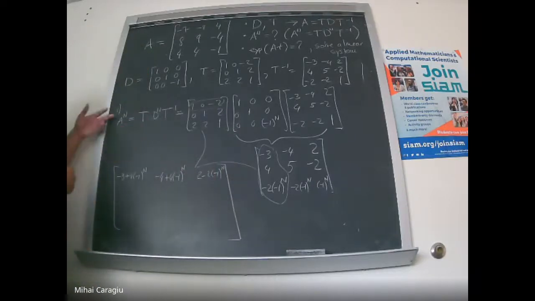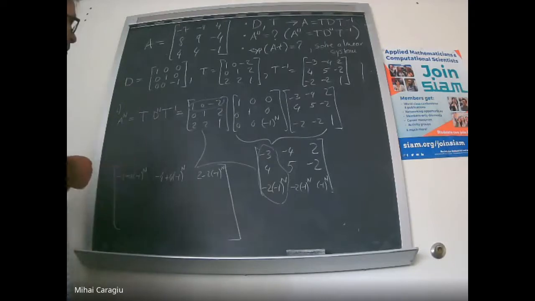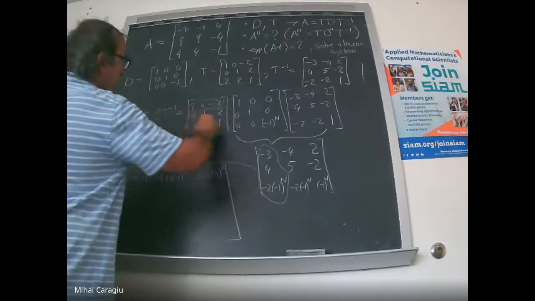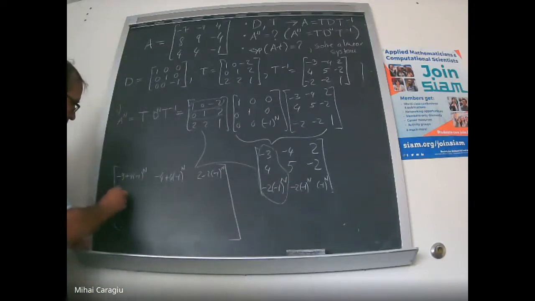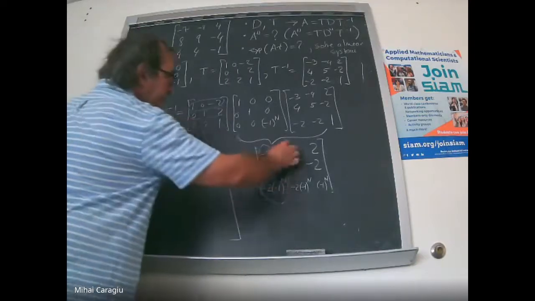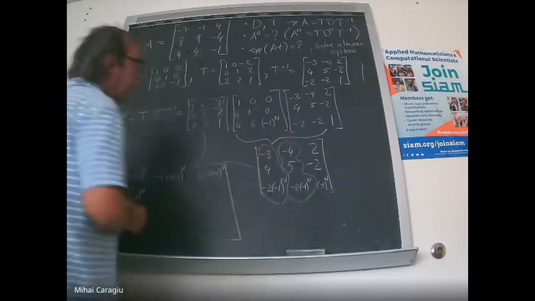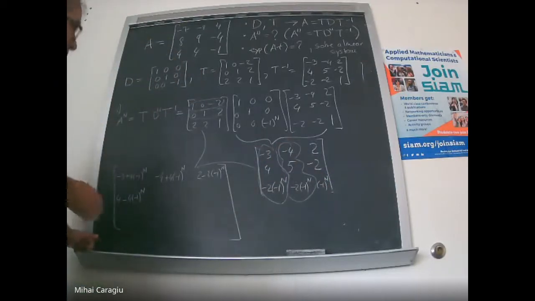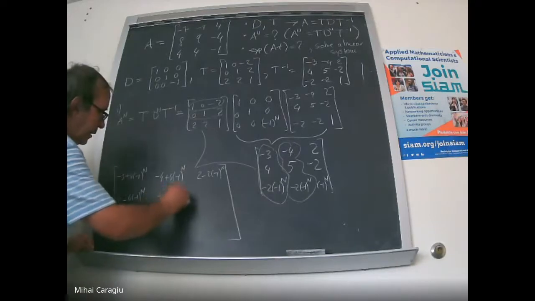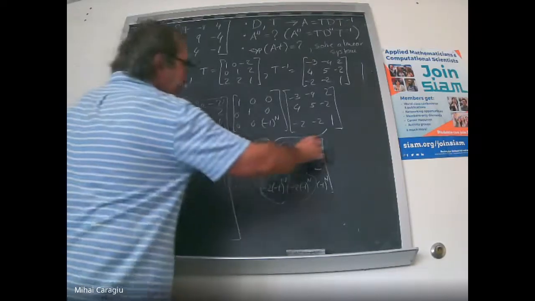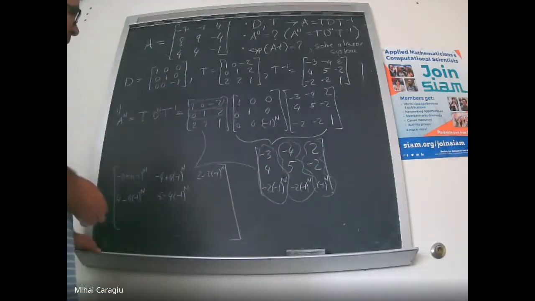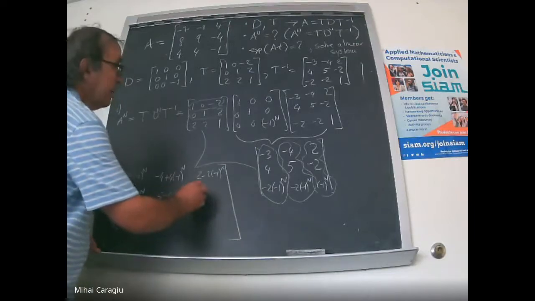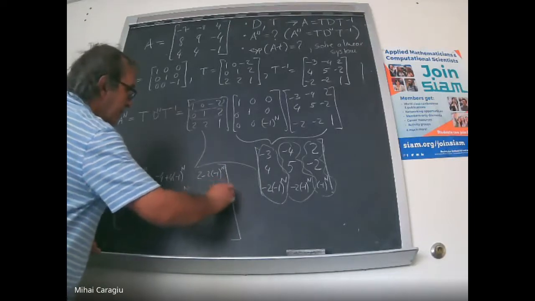So we got the first row of the matrix A to the power n. That's exactly the first row. Second, first: the second row dot product with the first column is 4 minus 4 times minus 1 to the power n. Second, second is 5 minus 4 times minus 1 to the power n. And second, third, we get minus 2 plus 2 times minus 1 to the power n.